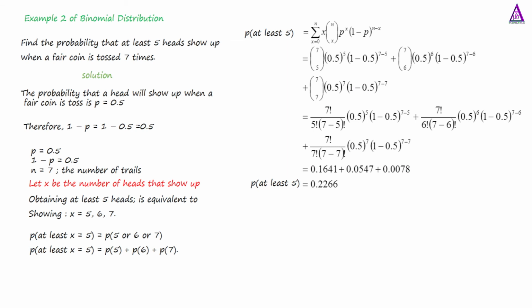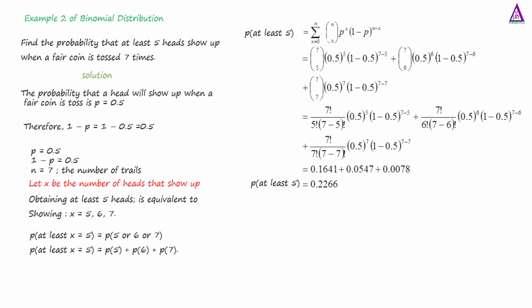Example 2 of binomial distribution. Find the probability that at least 5 heads show up when a fair coin is tossed 7 times. Solution. The probability that a head will show up when a fair coin is tossed is p equals 0.5, because a fair coin has just two sides, and the probability that one of these sides will show up is 1/2, which is 0.5. Therefore, the probability that it will not show up is 1 minus 0.5. So p equals 0.5, 1 minus p equals 0.5, and n equals 7, the number of trials.